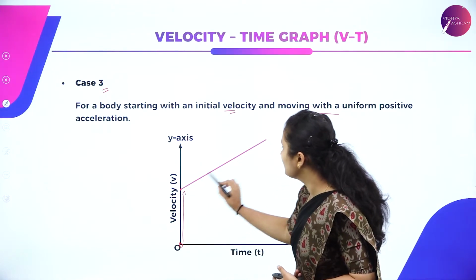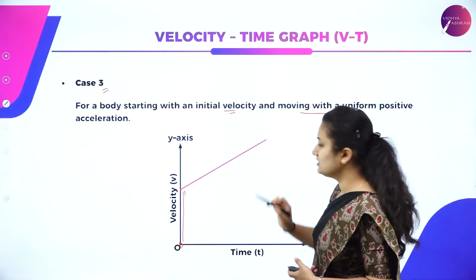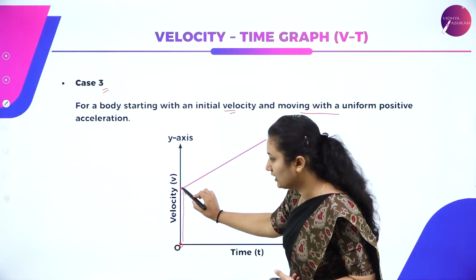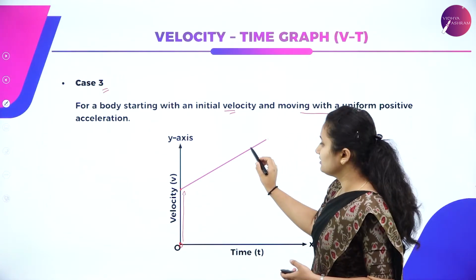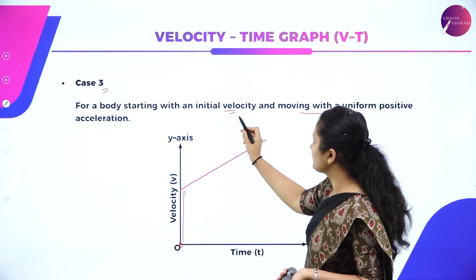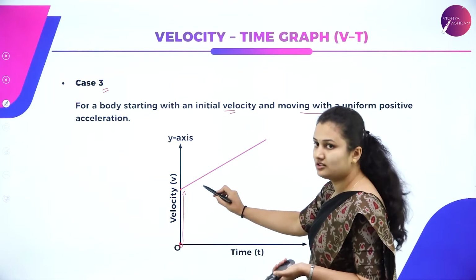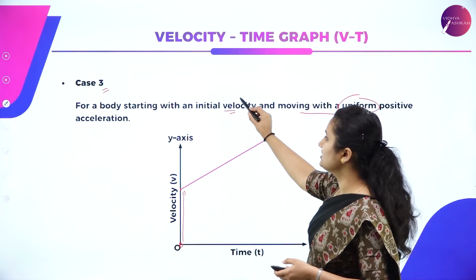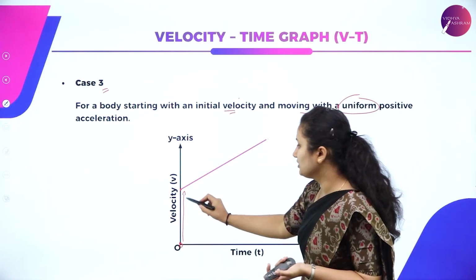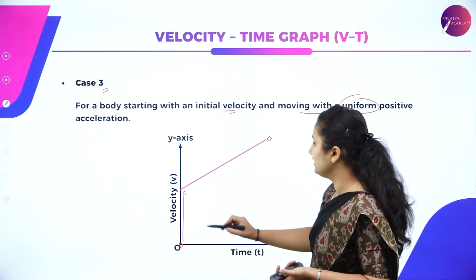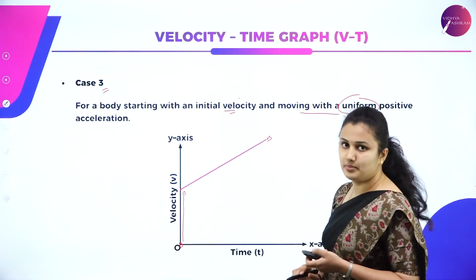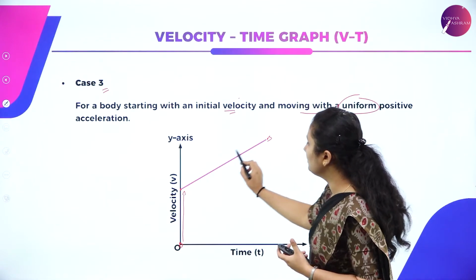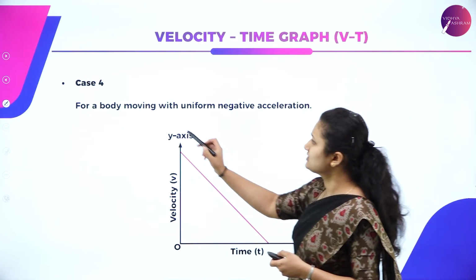From point A, it is displaced till this point. From the origin, it started with initial velocity and at one particular point the object is displaced. Since it is a straight line, it is uniform. It is showing uniform positive acceleration. So velocity is nothing but displacement by time. So it is displaced to some point, say B. It reached A, then it is displaced till B. So it was moving with some initial velocity and again from here it is moving with uniform positive acceleration.